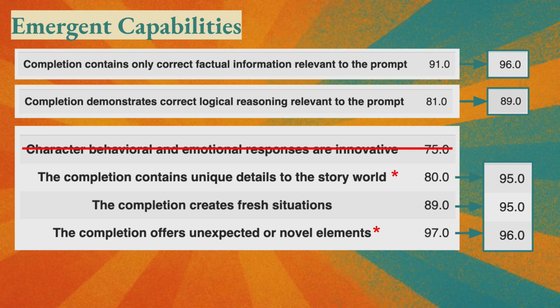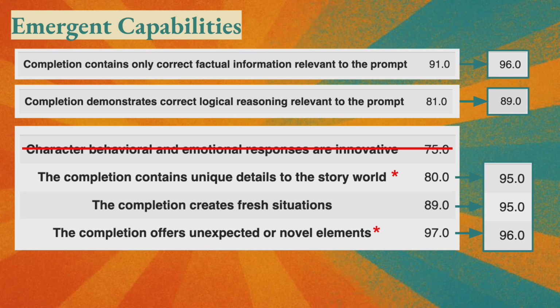And when it comes to creativity, I had a really low performing criterion, character, behavioral, and emotional responses are innovative. So I had eliminated that, so I was no longer evaluating that. Instead, I was evaluating these 3, and the asterisks are there because I added the phrase relative to the prompt, because I noticed that Haiku was considering details unique to the story world, even if they were already established in the prompt.